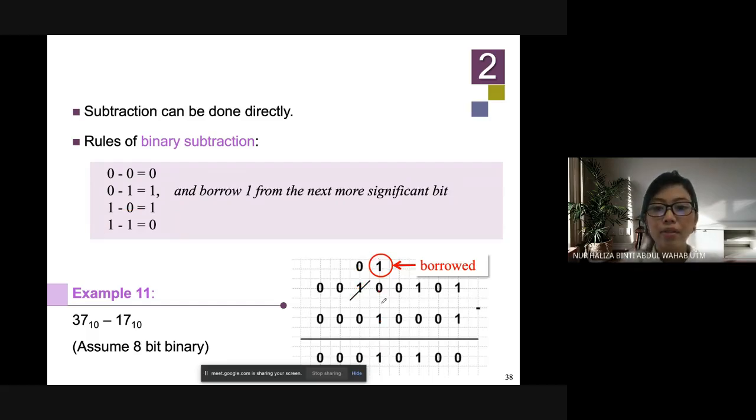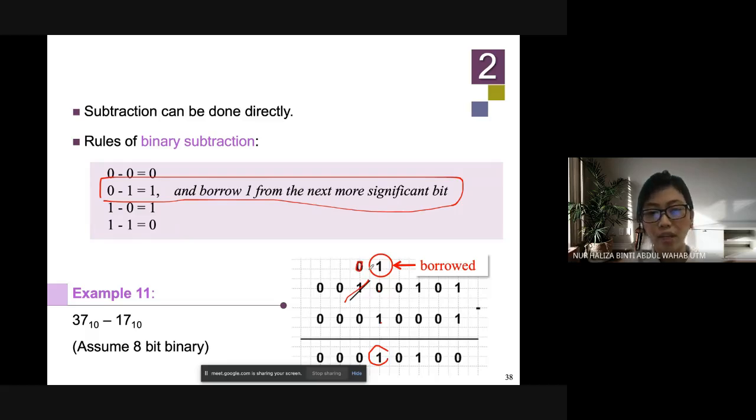If you have 0 minus 1, you are going to follow this, and then you get the answer 1. 1 minus 1, you get 0. So sometimes you just ignore this one. You just assume you have already borrowed from the next one.